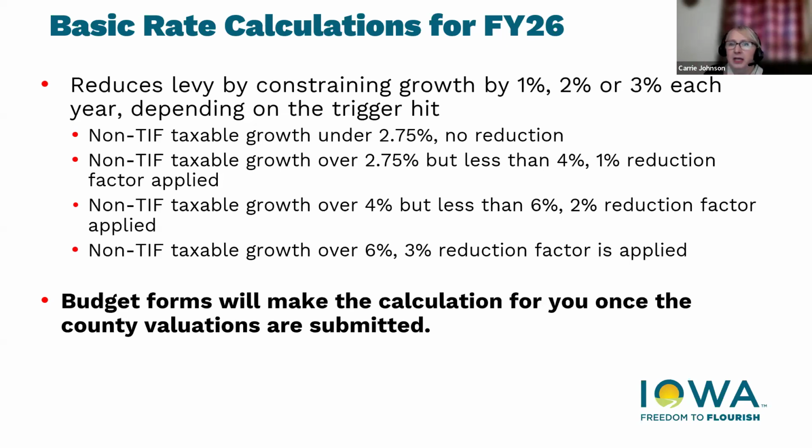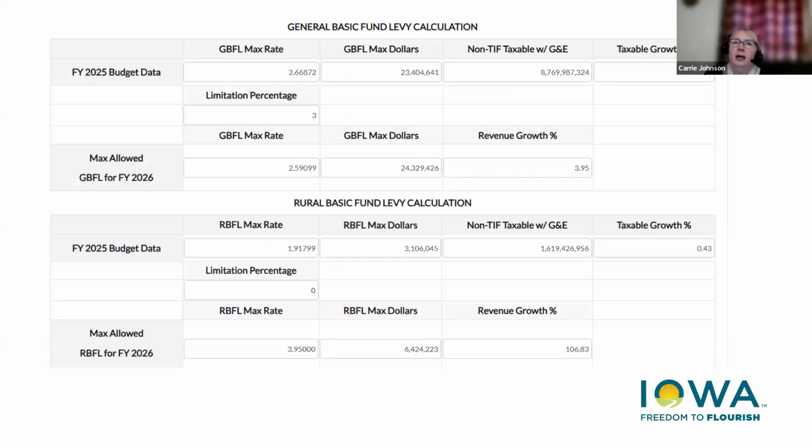Now, it sounds like a lot of math, and it is, but DOM does do the math for you. The budget forms make the calculation for you once the county valuations are submitted. So if you log into our budget system, pull up your budget and go to the property tax tab, you'll see a calculation that looks like this at the top. And this is telling you what your new maximum rates and dollars are for the budget year. So I like to use this example because it kind of shows both ways.